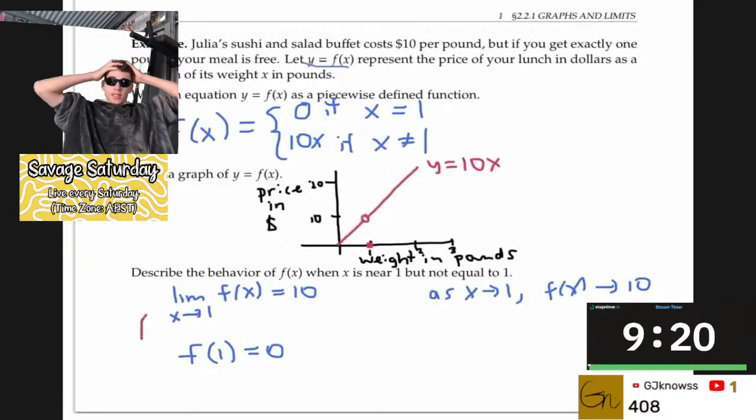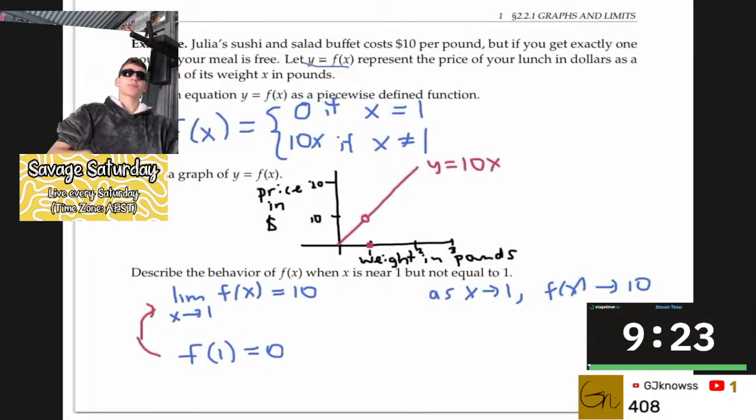And so the limit of f of x as x goes to 1 and the value of f at 1 are not equal. This illustrates the important fact that the limit here as x goes to 1 doesn't care about the value of f at 1. It only cares about the value of f when x is near 1.